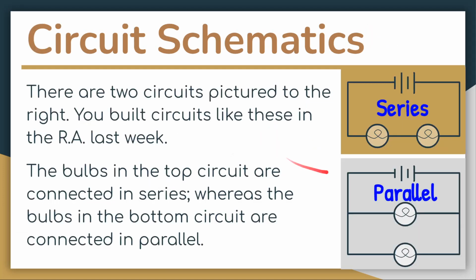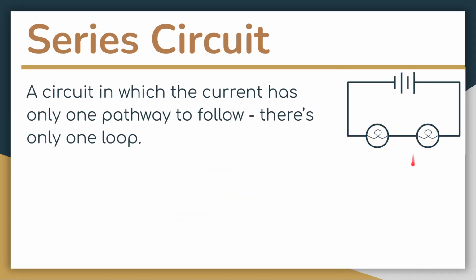All right, so here are two different circuit schematics for a series circuit and a parallel circuit, and these are two circuits that you guys built in your RA last week. Okay, so the one up here on top, these bulbs are connected in series. The one down here on the bottom, these bulbs are connected in parallel. And again, you built both of these in the RA with those actual physical materials. And so we're going to talk now about the difference between our series and our parallel circuits and explain some of the things that you saw in the RA. But we're going to start with a definition.